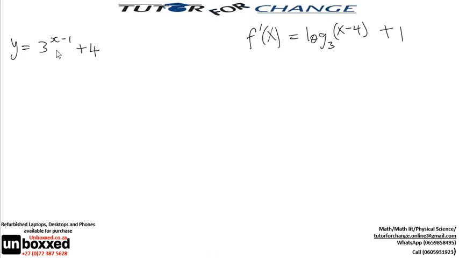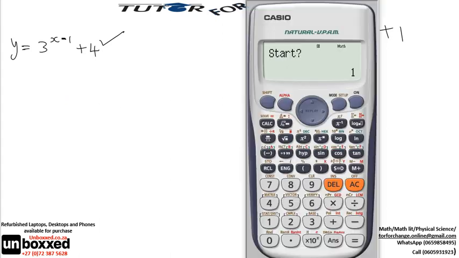Note of something. We are going to have a simple sketch of this graph, and we have to note that we have an asymptote, which is 4. Then we have a shift, which is 1 to the right.